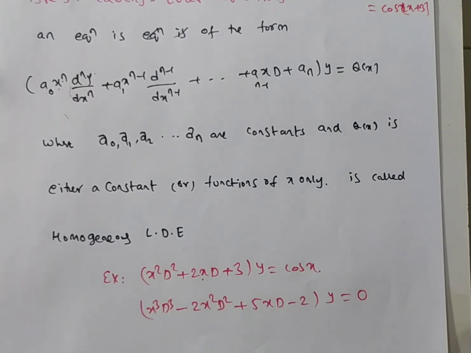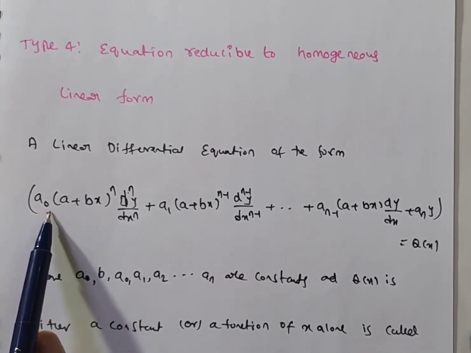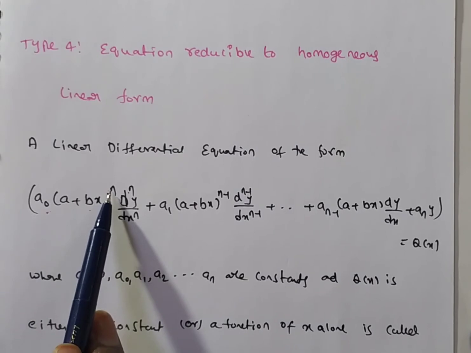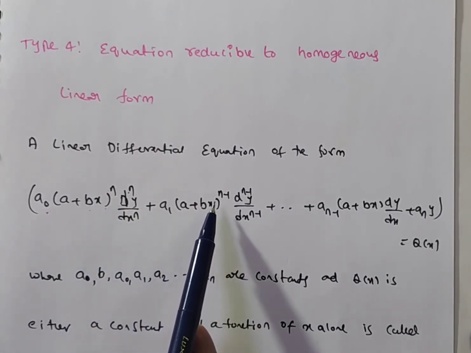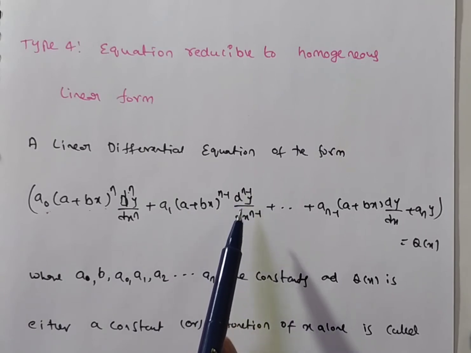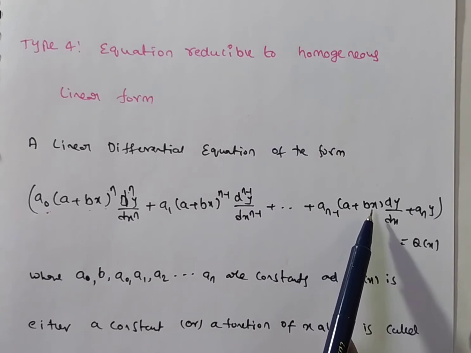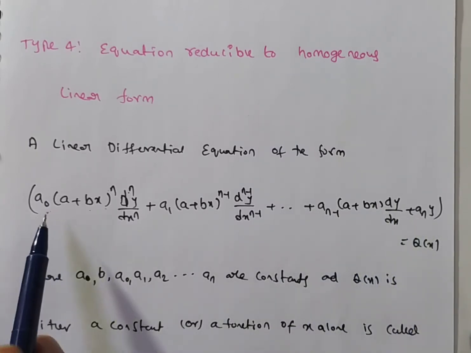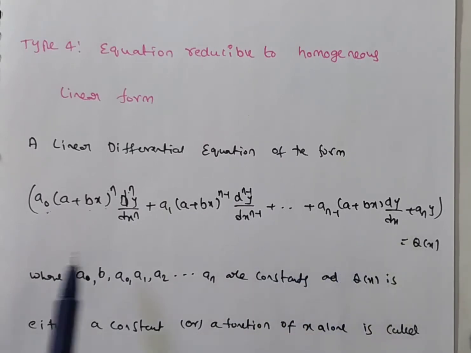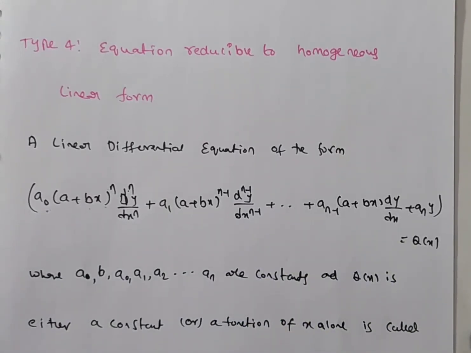Next, another model. A linear differential equation is of the form a naught into (a plus bx) whole power n into d^n y by dx^n, plus a1 into (a plus bx) whole power n minus 1 d^(n-1) y by dx^(n-1), and so on, plus an minus 1 into (a plus bx) whole to the power of 1 dy by dx, plus an into y is equal to q of x. Here a naught, a1, and so on, an are all constants. Q of x is either constant or it may be a function of x alone.